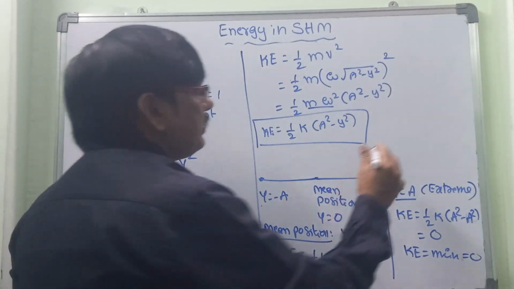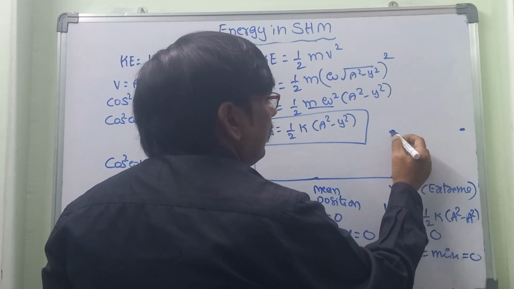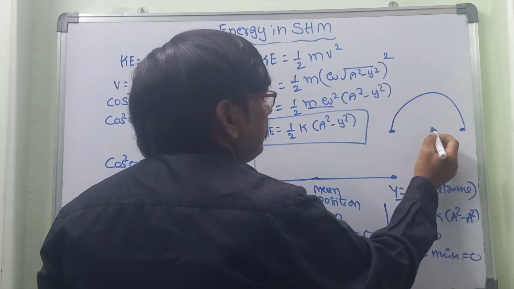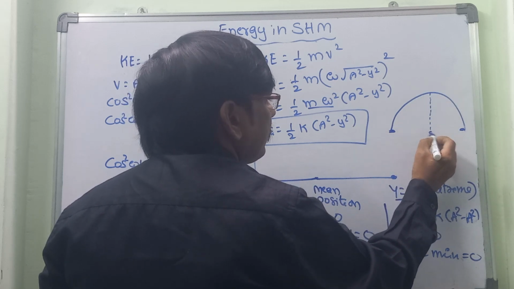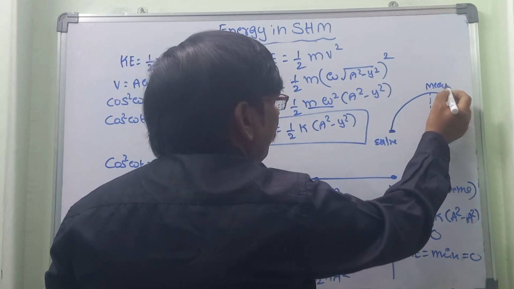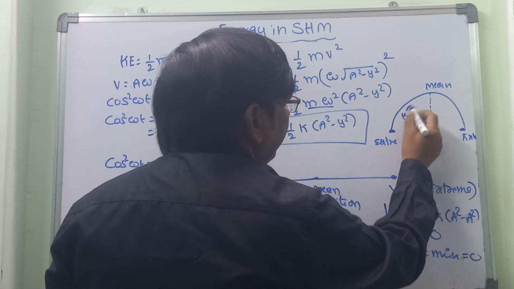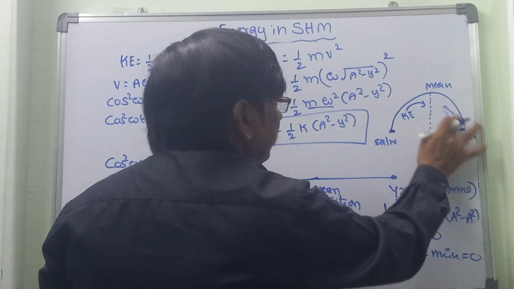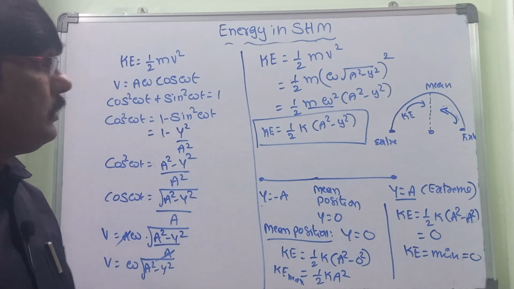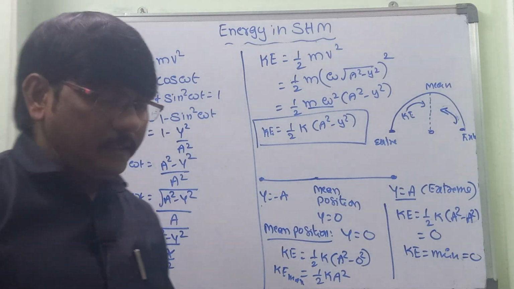Now let's draw a graph for this. If we take this as the extreme position, this as the mean position, and again this as the extreme position, then the graph will be like this. This is the graph for the kinetic energy. Got it? That is about the graph and expression for kinetic energy.